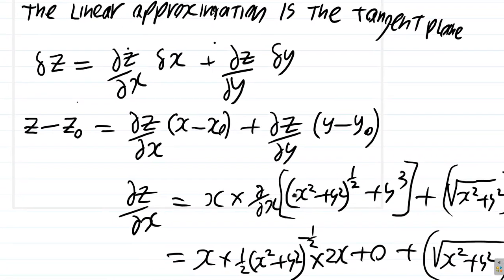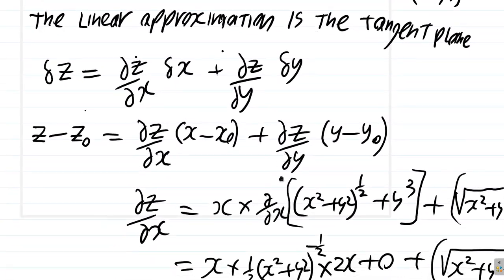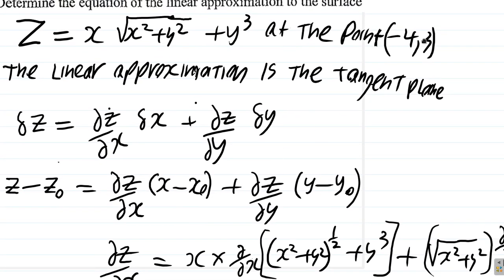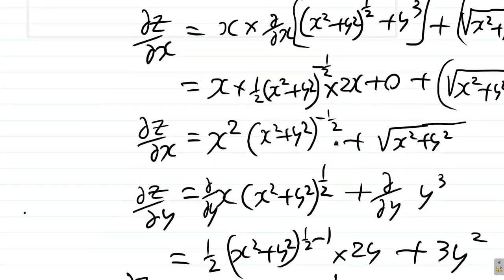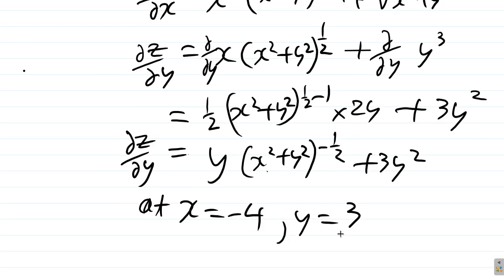Now, I'm going to put in the values. It says at the point negative 4, 3. So we can just put in the values of the point from now, and it will make our work easier instead of having all of these x's and y's. x is negative 4 and y is 3. So at x equals negative 4 and y equals 3, what happens?